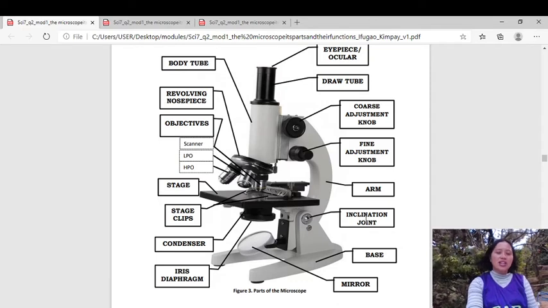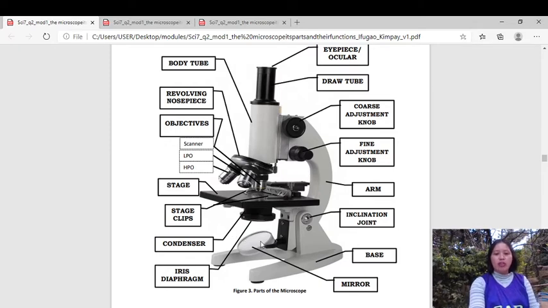Next, you have the inclination joint. The inclination joint is composed of a hinge and is used to tilt or incline the microscope whenever necessary so that you will be comfortable in viewing the specimen. Now the base supports the entire weight of the microscope. It is where the microscope stands. That is the base.